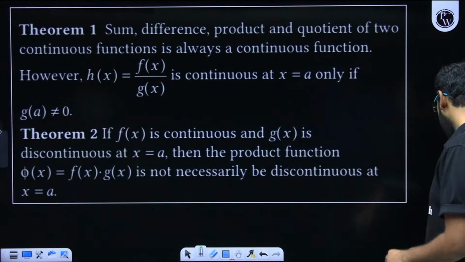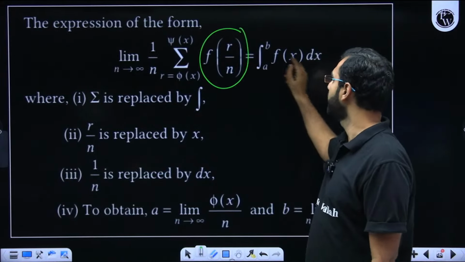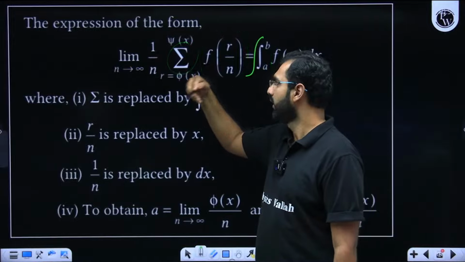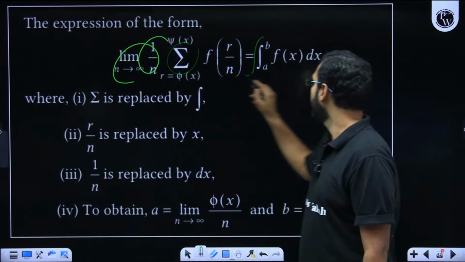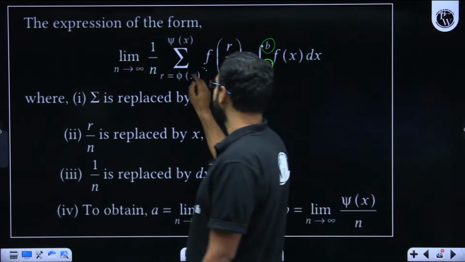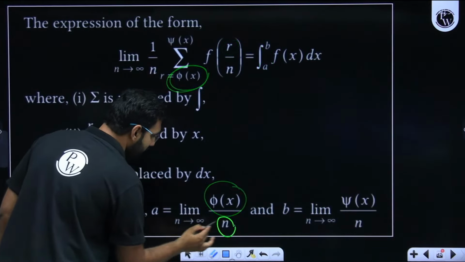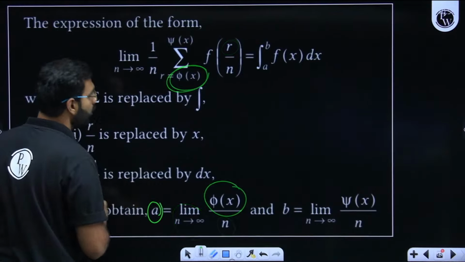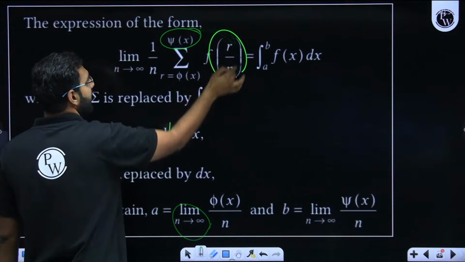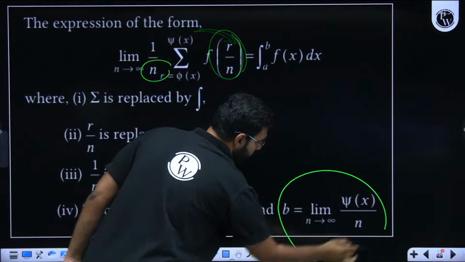Which part are you asking me to repeat? This part. So limit as a sum means if f of r by n is given, you replace it by f(x). This summation gets converted into integration. 1 by n and the limit are replaced by dx. When you talk about the upper limit and lower limit, r is replaced by phi(x) and psi(x). So phi(x) by n when n approaches infinity will give you the lower limit, and psi(x) by n when n approaches infinity will give you the upper limit.